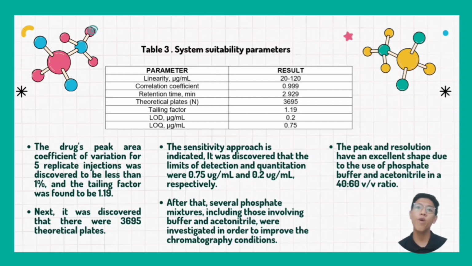The sensitivity of the method is indicated. It was discovered that the limits of detection and quantitation were 0.75 microgram per milliliter and 0.2 microgram per milliliter. After that, several phosphate mixtures, including those involving buffer and acetonitrile, were investigated in order to improve the chromatography conditions. The peak and resolution have an excellent shape due to the use of phosphate buffer and acetonitrile in a 40 and 60 volume over volume ratio.